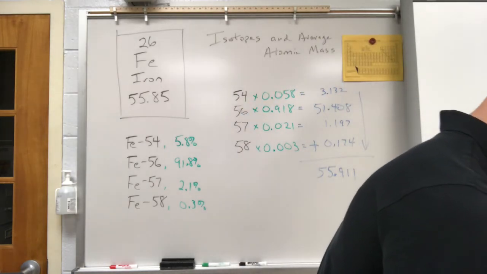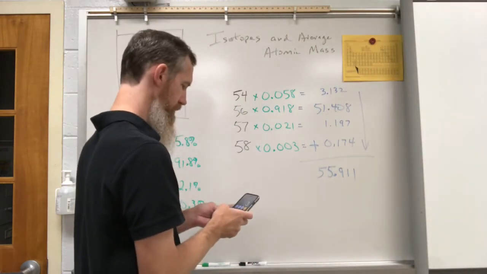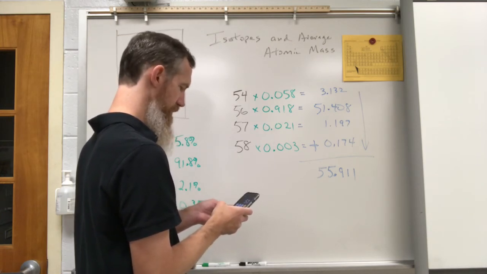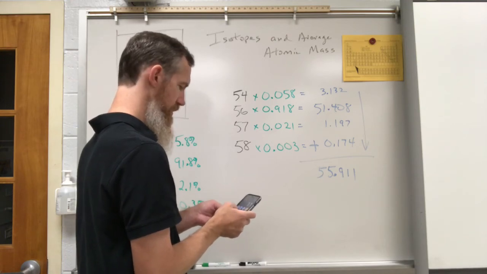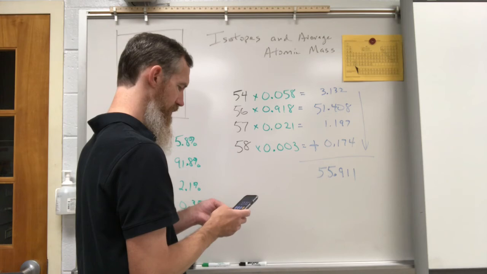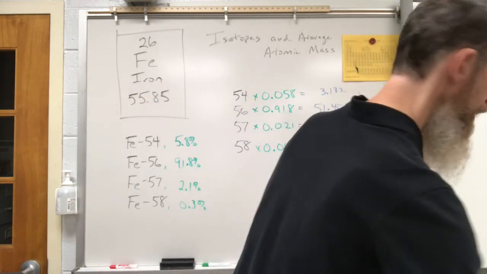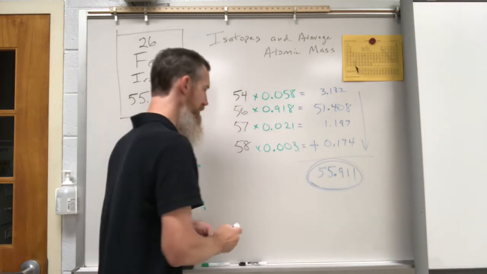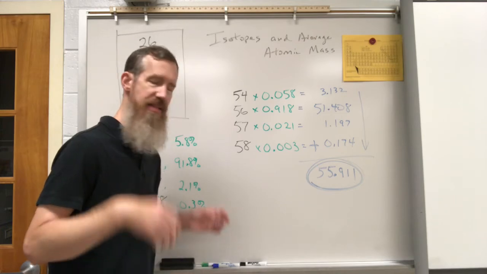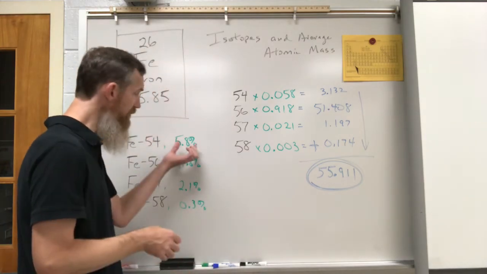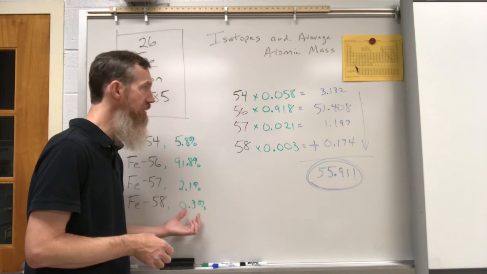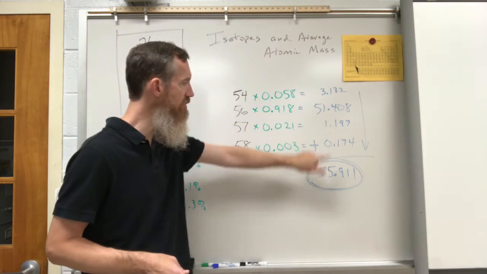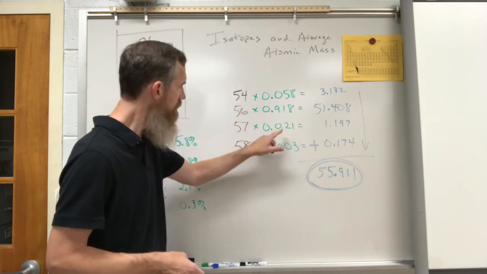So let's do a double check together really fast to make sure that this is true. 3.132 plus 51.408 plus 1.197 plus 0.174. 55.911. So this is our average atomic mass. That's the appropriate averaging of all the natural isotopes with their percentages in mind. You take each mass number, multiply it by the percent, find the piece that's going to contribute to that average total. Do that for each isotope.